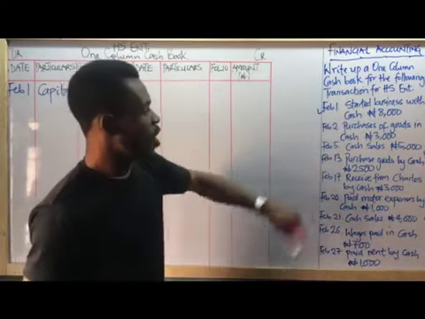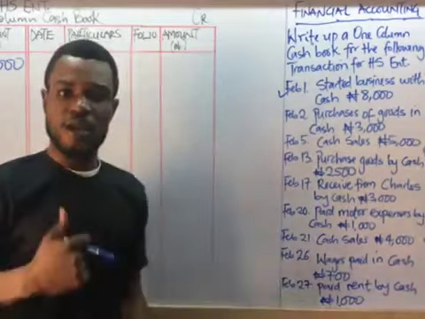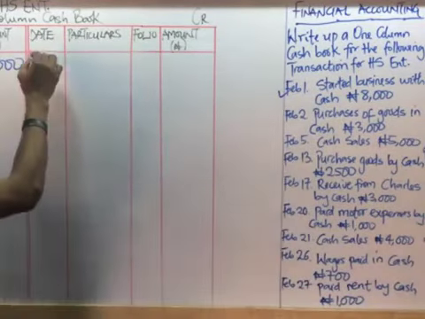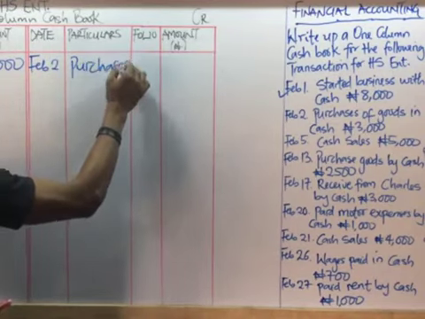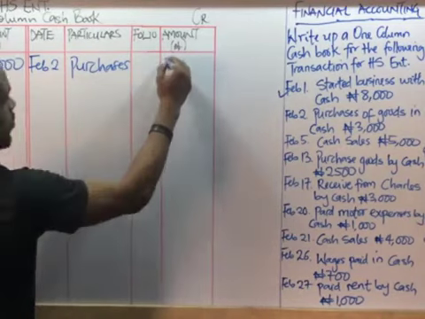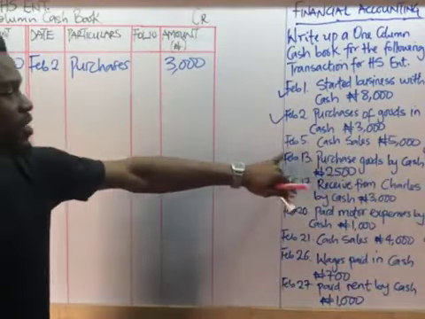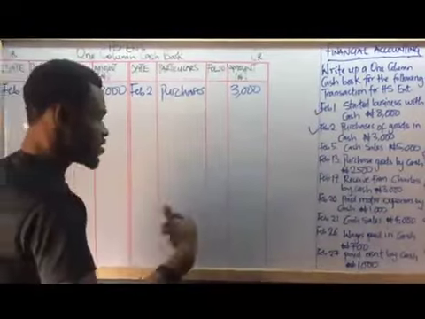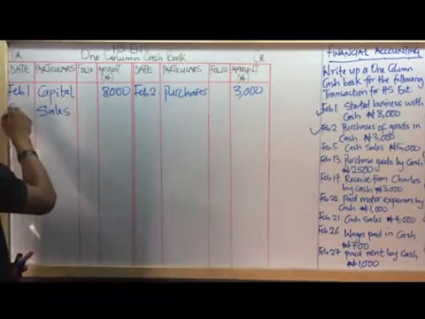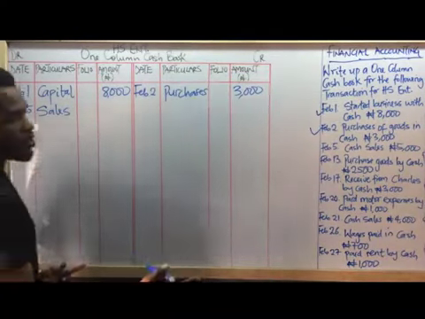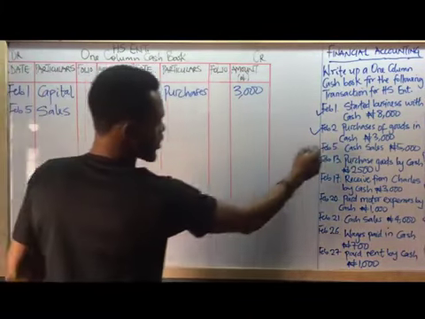The second one, February 2nd, purchases of goods in cash, 3,000. You made a purchase, so something went out of you. So we record February 2nd, purchases, and how much do we have there? 3,000. That is it. Now the next one, February 5th, cash sales, 5,000 naira. We have sales here. What date is it? February 5th. And how much is the sales? We have a sale of 5,000. So we'll move to the next one.